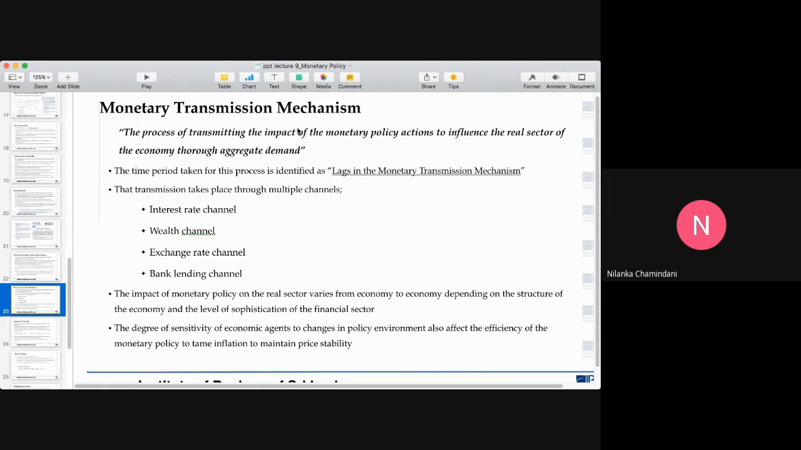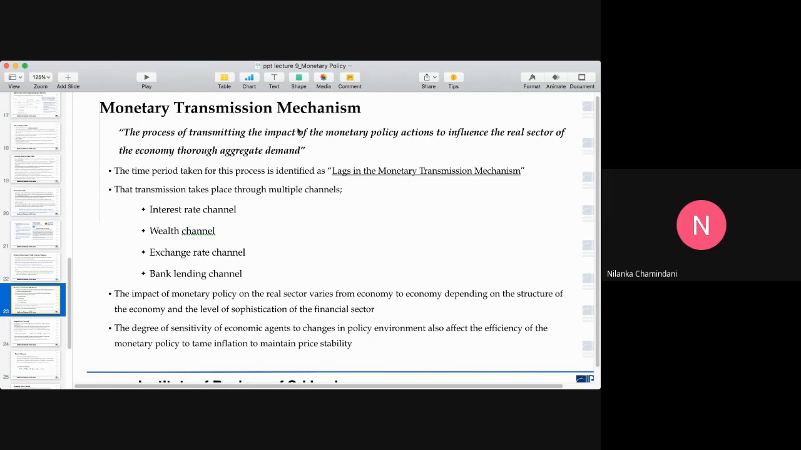So in order for that to happen, the first thing is the structure of the economy, how the sectors are interlinked, and also the technology and the institutional aspects, some regulatory mechanisms and so on. These all together determine how strong the impact is and how easily it will work.